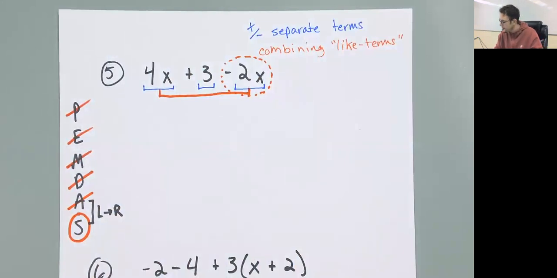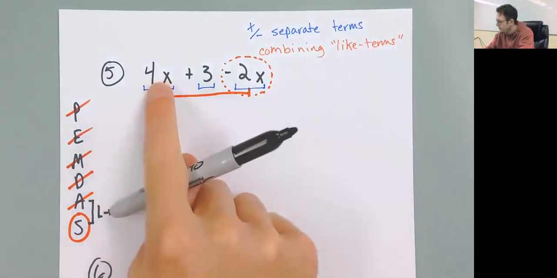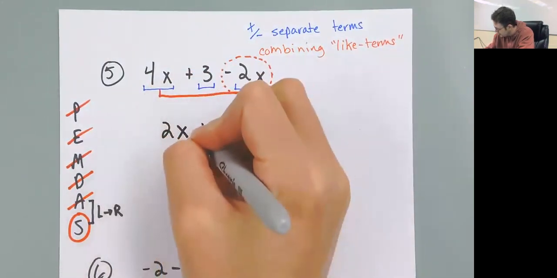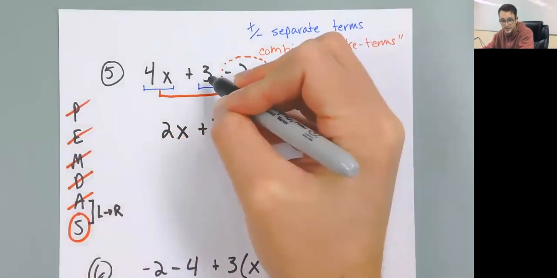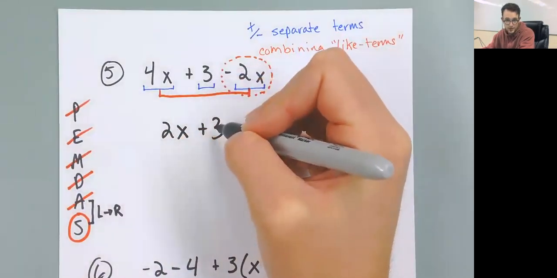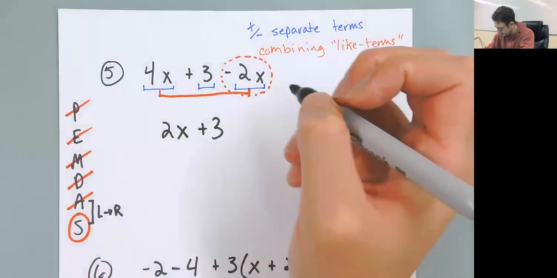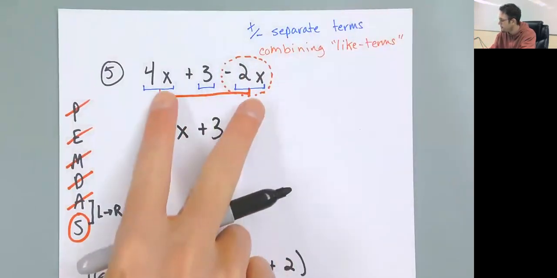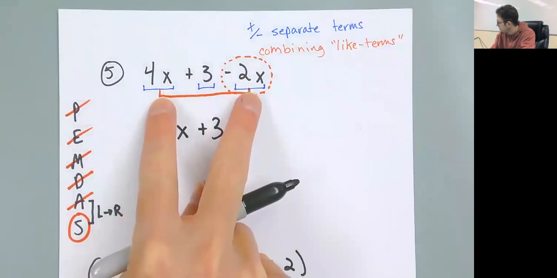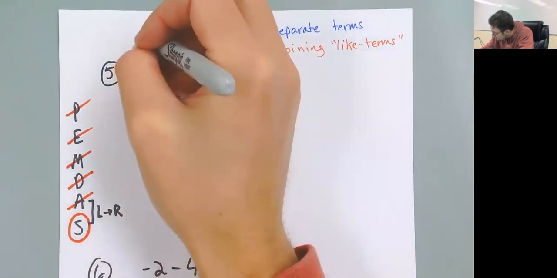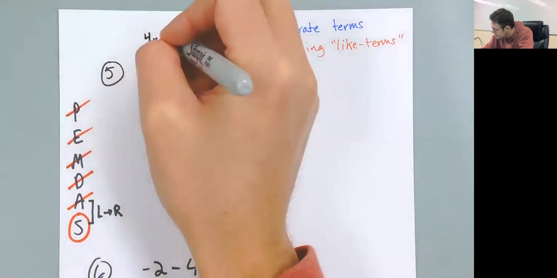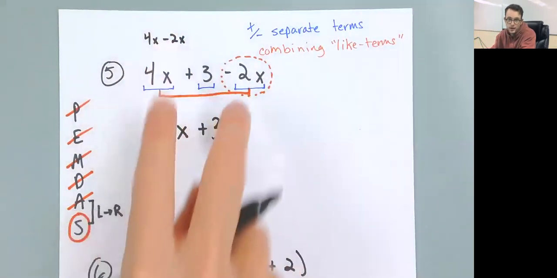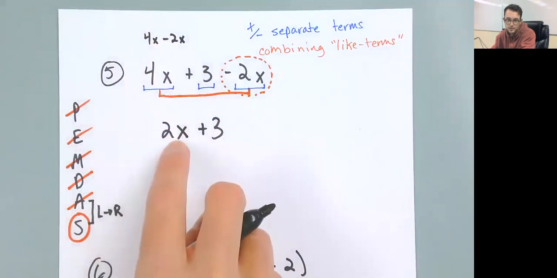So what I'm going to do is I'm going to do 4x minus 2x, which is 2x. I didn't touch the plus 3, so I just dropped the plus 3 down. All right? I combined these two like terms. I took the positive 4x and the minus 2x. All right, I combined those, and it gave me 2x. Okay?